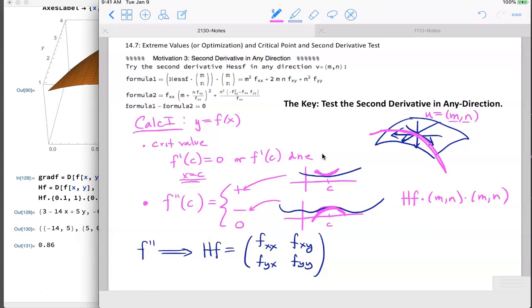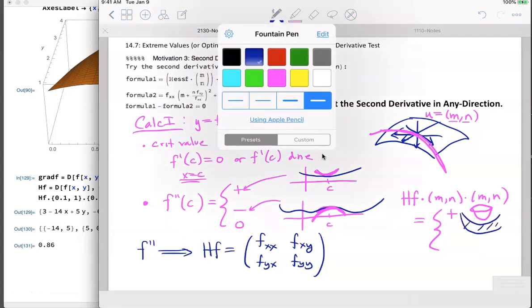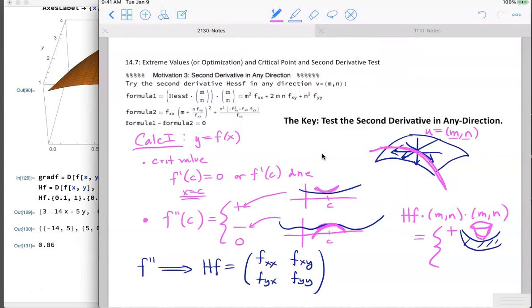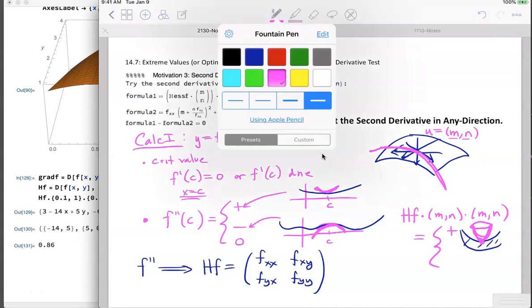So we're going to look at the second directional derivative of this function in any possible direction. And then we're going to say that if that second directional derivative is positive, then the function has a quadratic approximation that looks like a little paraboloid opening upward. So the surface would be well approximated by that quadratic approximation.